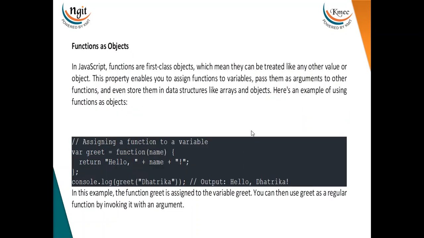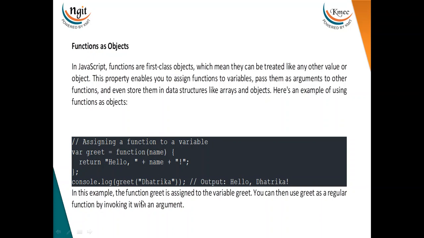And functions as objects. Functions are first-class objects, which means they can be treated like any other value or object. This property enables us to assign functions to variables, pass them as arguments to other functions, and even store them in data structures like arrays and objects. Here is an example. I am calling console.log to print in the console the greet function, passing the parameter. It will be printing like this.